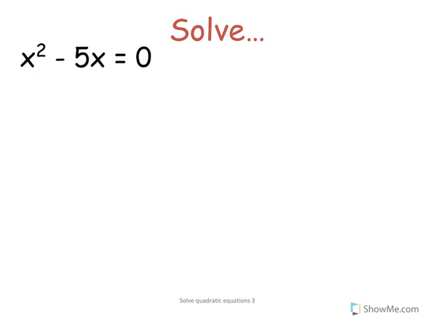So that brings us to our next point. Anytime we have a quadratic equation with no constant, so I've got a quadratic term, I've got an x term, but I don't have a constant.